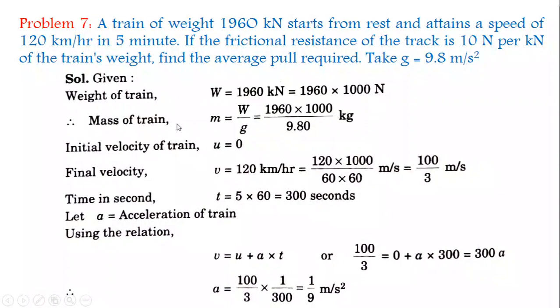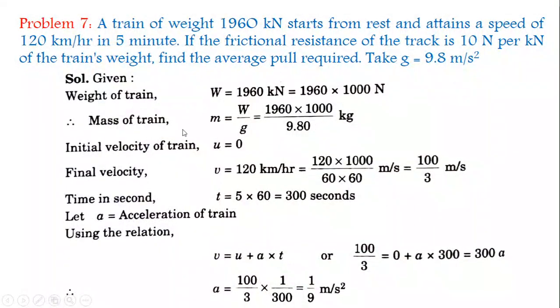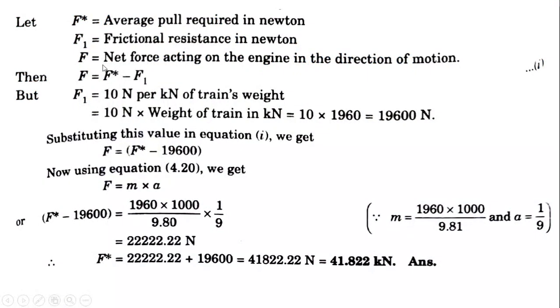Let's find the average pull required. Let the average pull required be F star in Newton. F1 is the frictional resistance in Newton. In the problem they are giving the frictional resistance of the track. Next is the net force acting on the train in the direction of motion. Here F, the net force, equals the average pull required minus the frictional resistance in Newton. Here F1 is the frictional resistance in Newton, as given in the question.